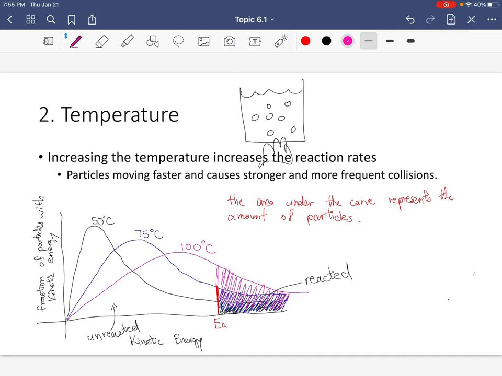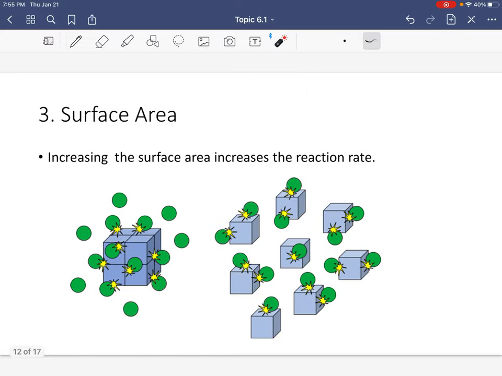So this is one way to illustrate how temperature has the ability to cause these particles to move faster and faster, so they hit each other with the right force and the right orientation more often. Okay, so that's temperature. Let's look at surface area, the third way in which rates can be affected. Now, the more surface area there is, the more likelihood that the reaction will be faster.